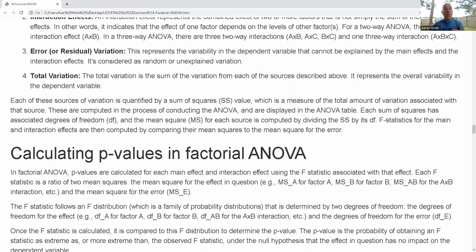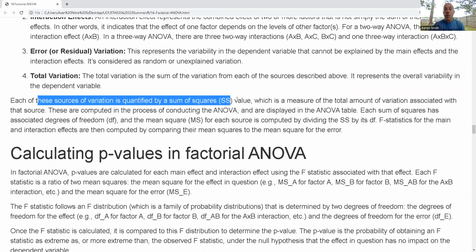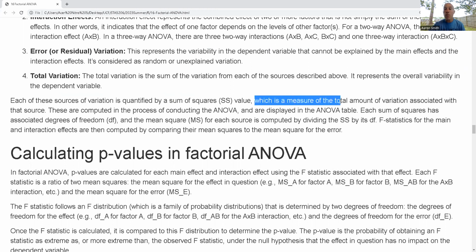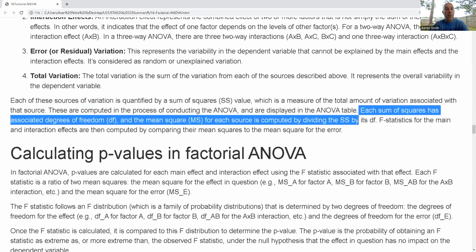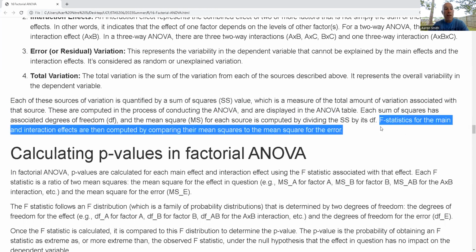Each of these sources of variation is quantified by the sum of squares value, which is a measure of the total amount of variation associated with that source. These are computed in the process of conducting the ANOVA and are displayed in the ANOVA table. Each sum of squares has associated degrees of freedom, and the mean square for each source is computed by dividing the sum of squares by its degrees of freedom. The F statistic for the main and interaction effects are then computed by comparing their mean squares to the mean square of the error.